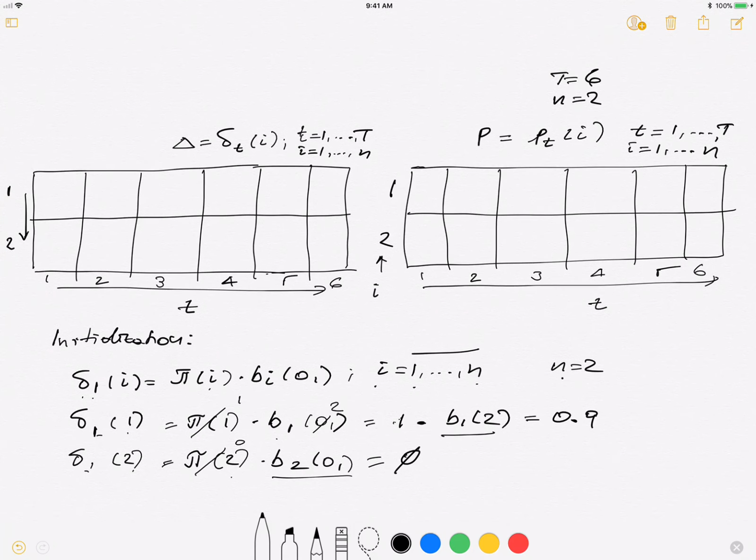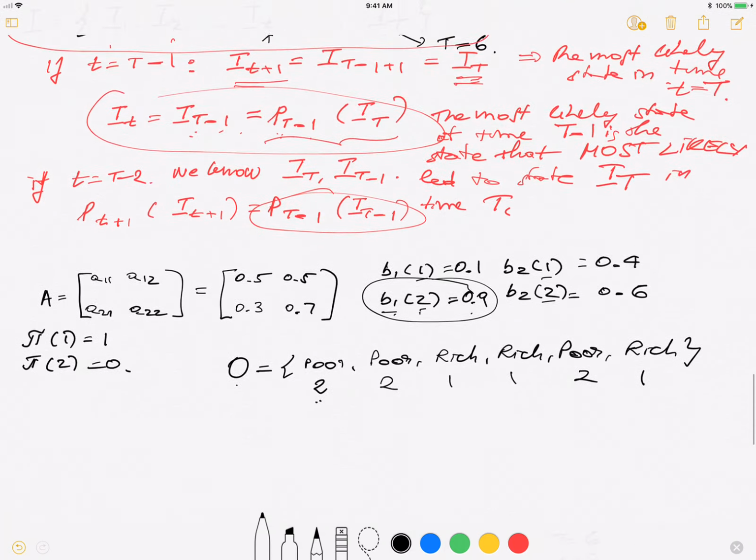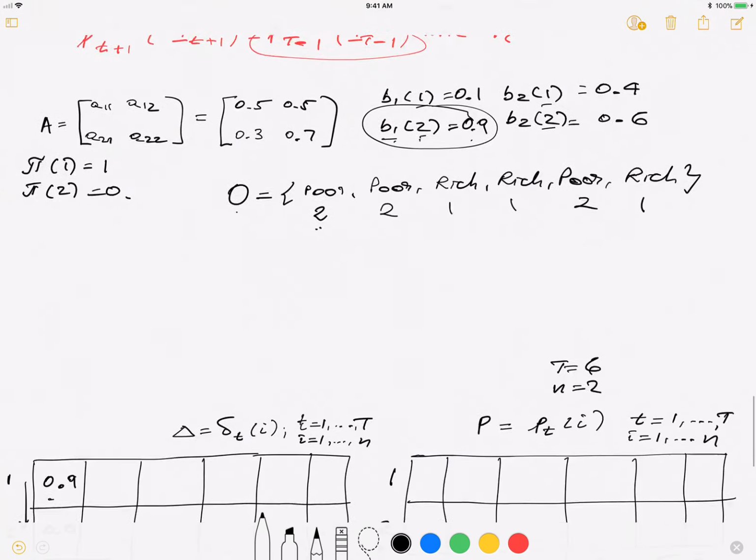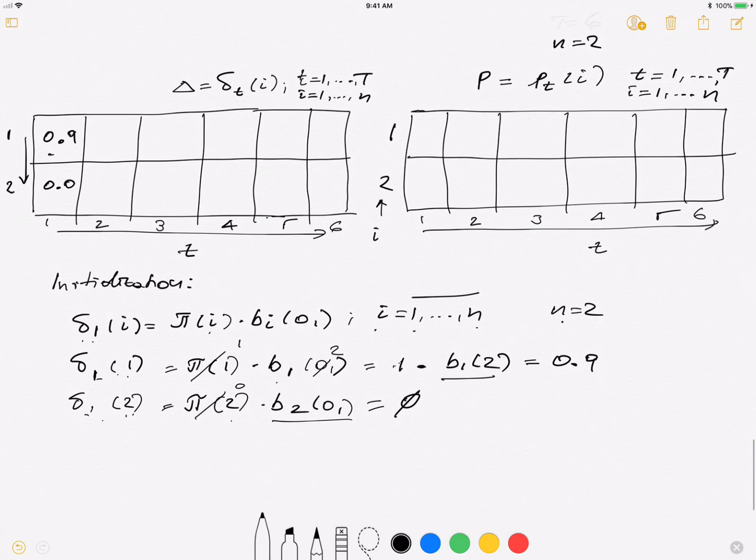And I fill delta 1 of 1 and delta 1 of 2. They are here, 0.9 and 0.0. Delta 1 of 1 and delta 1 of 2. This completes the initialization step of the algorithm.